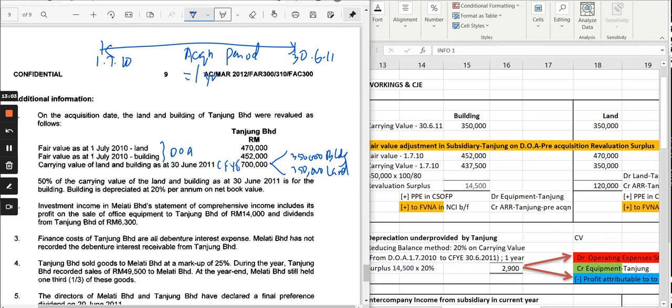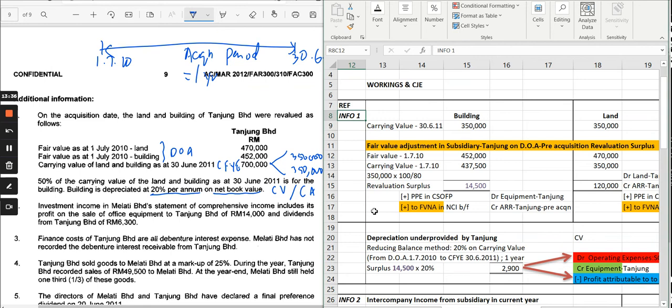And that was as at 30th of June. Building is depreciated at 20% on net book value. So net book value is also known as carrying value, also known as carrying amount. So it means the same, where it is depreciated based on a cost in the first year, but in the subsequent year, if you follow the reducing balance method, it will be depreciated based on the carrying amount, which is the cost minus accumulated depreciation.